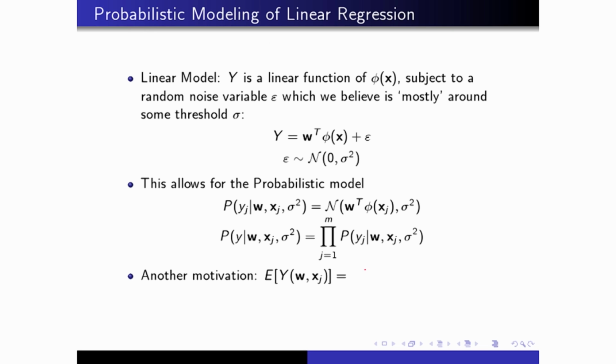And as an aside, we note that the expected value of the normal distribution is basically W transpose phi x, which is the mean. So what this means is, on an average, even with this Gaussian noise modeling, the expected value of the output or the dependent variable will be W transpose phi x. This is basically a linear combination of the feature vectors.